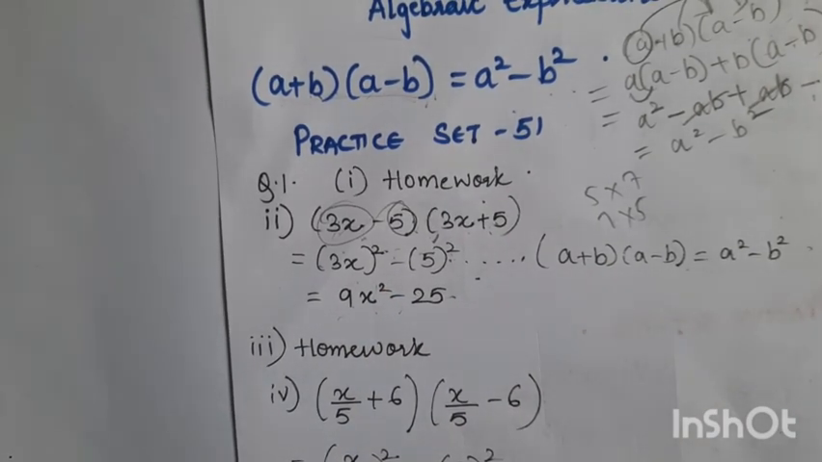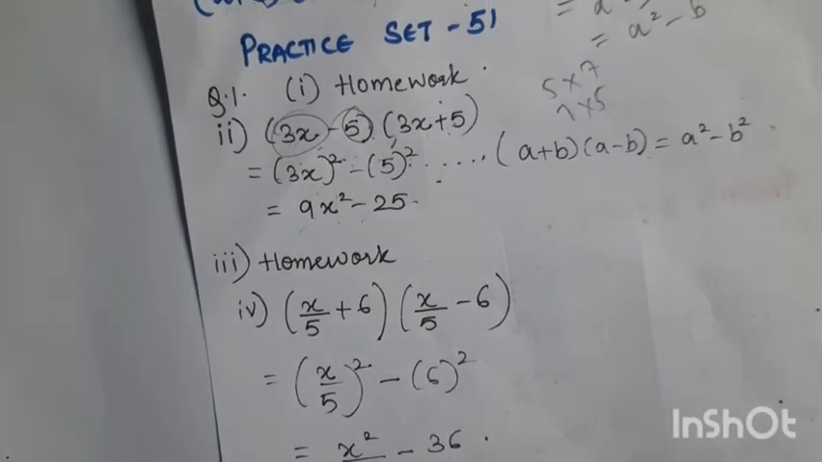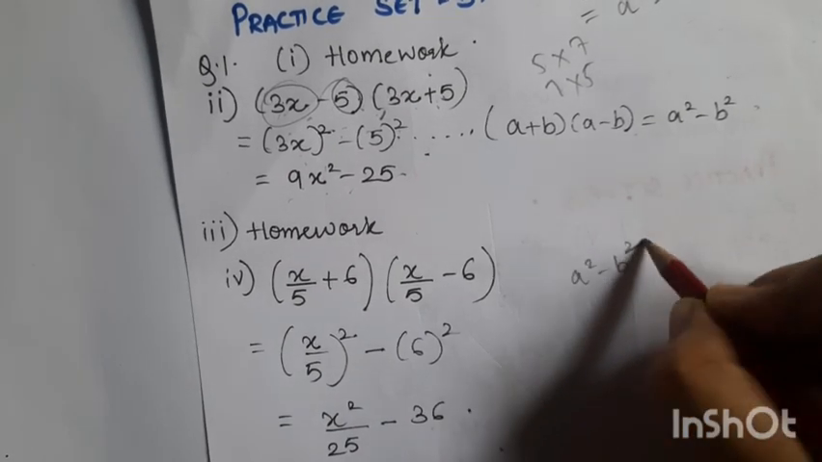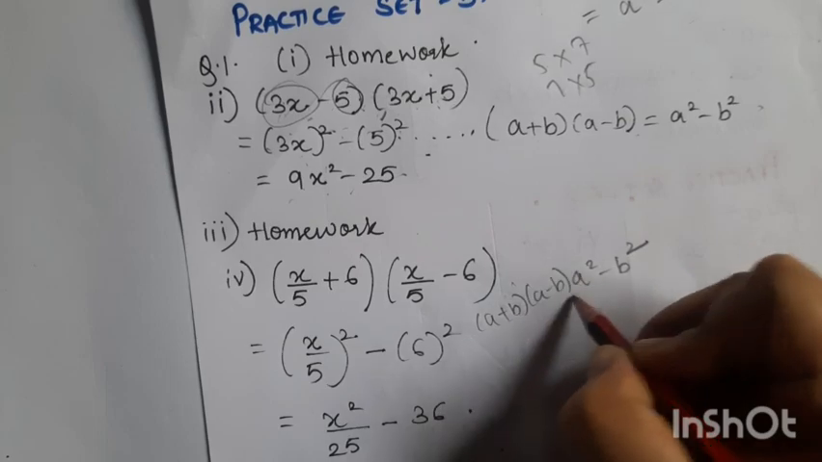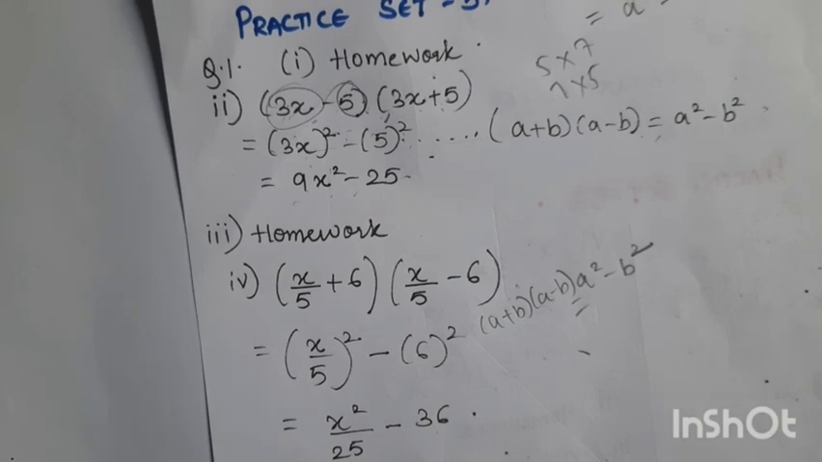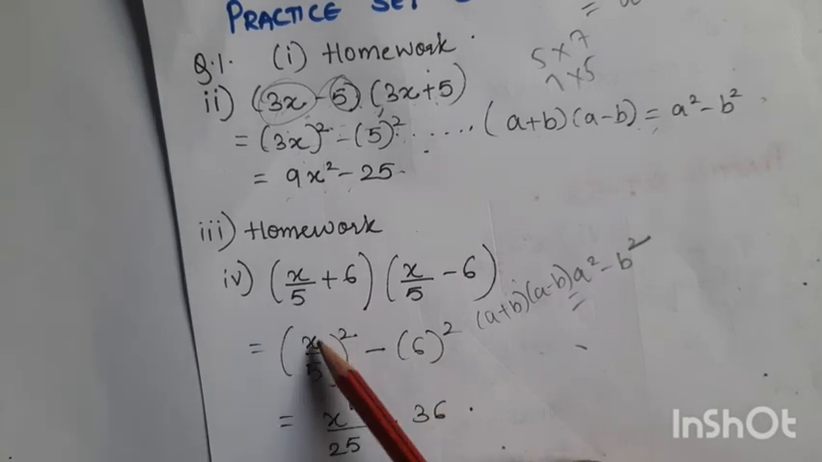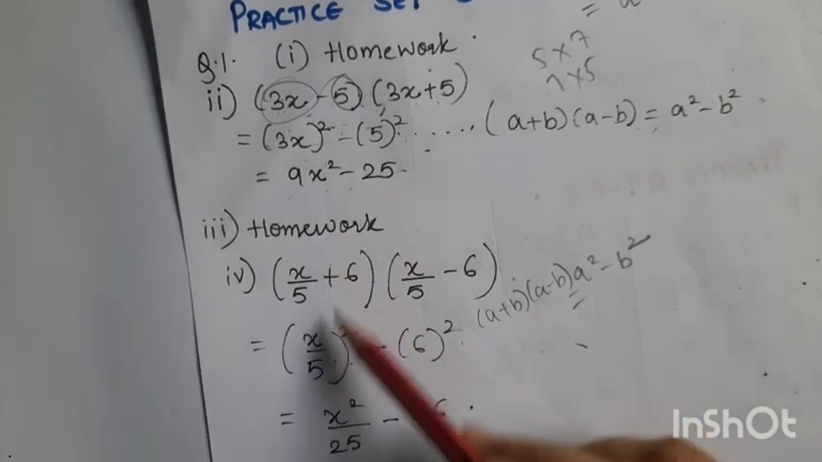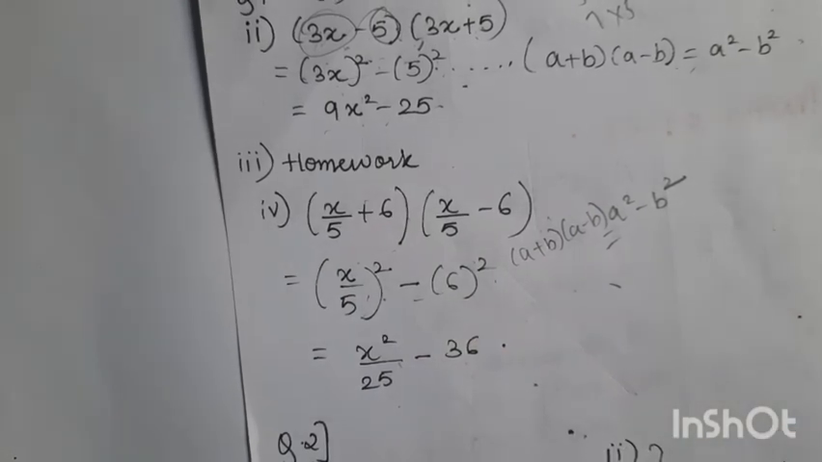Then third sum, do for homework. Fourth sum I will show you all: (x/5 + 6)(x/5 - 6). So again this is in the form of a square minus b square, that means (a + b)(a - b). Now it is important that you mention the reason, from where you got this, for each and every sum. I have not written it, but you have to write it in your exam. So a square, that is (x/5) square, minus b square, that is 6 square. So (x/5) square means x square upon 25, minus 6 square, that is minus 36.